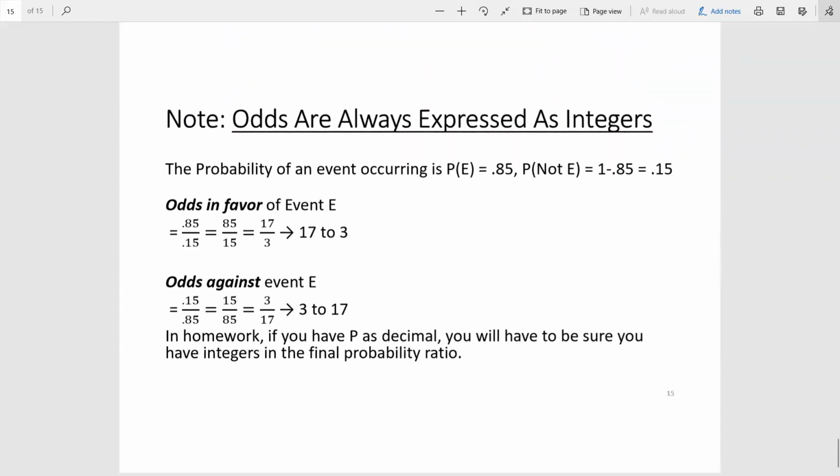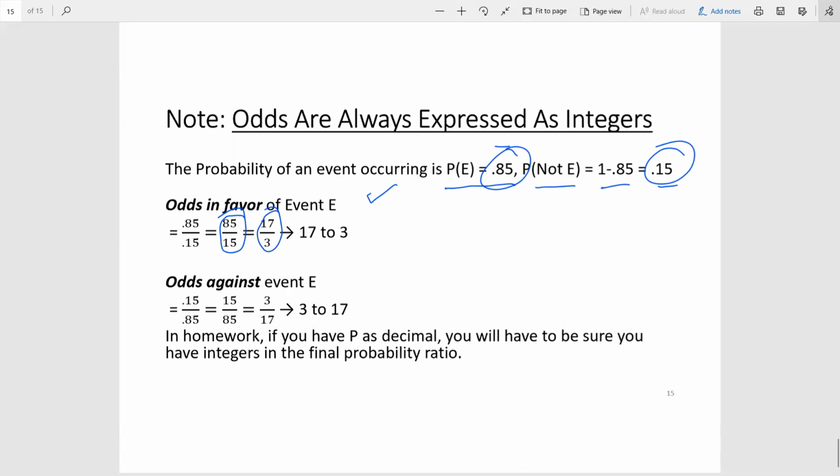Note the odds are always expressed as integers, and I want to show you how you can make sure that it always comes out to be an integer. Suppose the probability of E is 0.85. The probability of not E is 1 minus 0.85. So the odds in favor of this event would be 0.85 divided by 0.15, which is 85 over 15, equals 17/3.